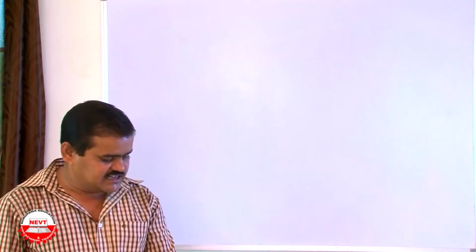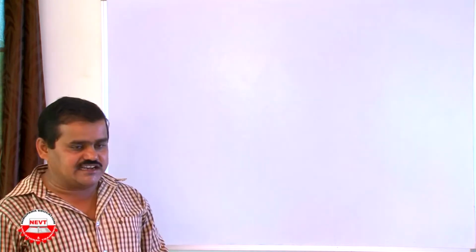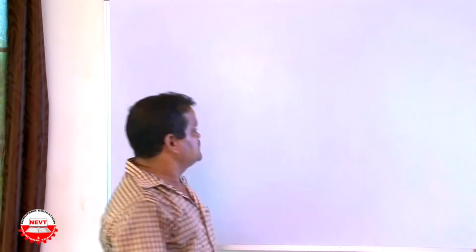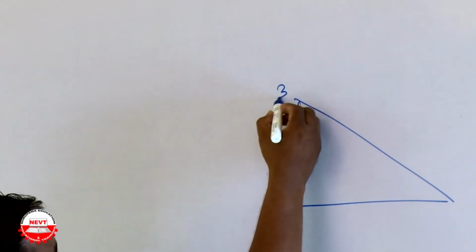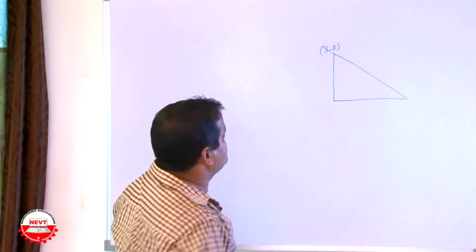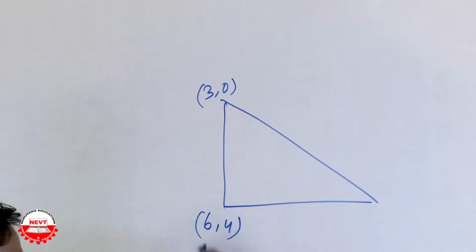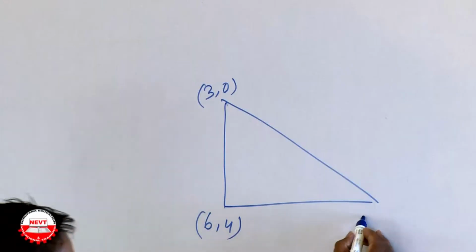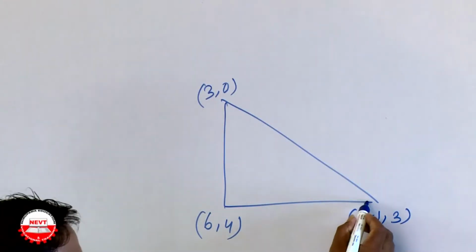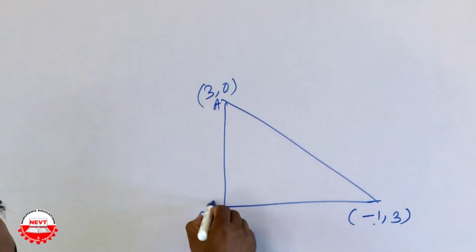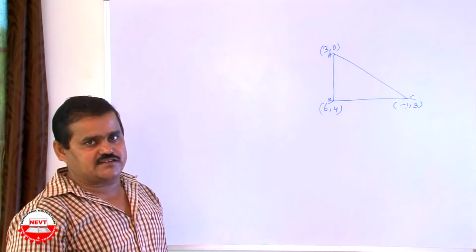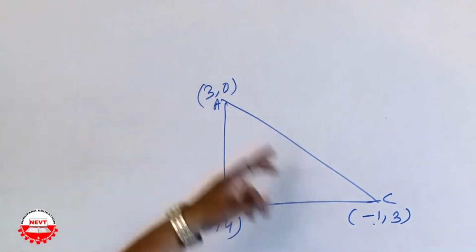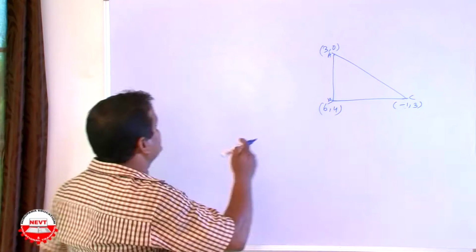Prove that the points 3, 0, 6, 4, minus 1, 3 are vertices of a right isosceles triangle. This is a triangle whose coordinates are given to you: 3, 0, 6, 4, minus 1, 3. A, B, C. Prove that this is an isosceles right triangle. So for this purpose, first find the length of AB, BC, AC. Okay? What is the length of AB?